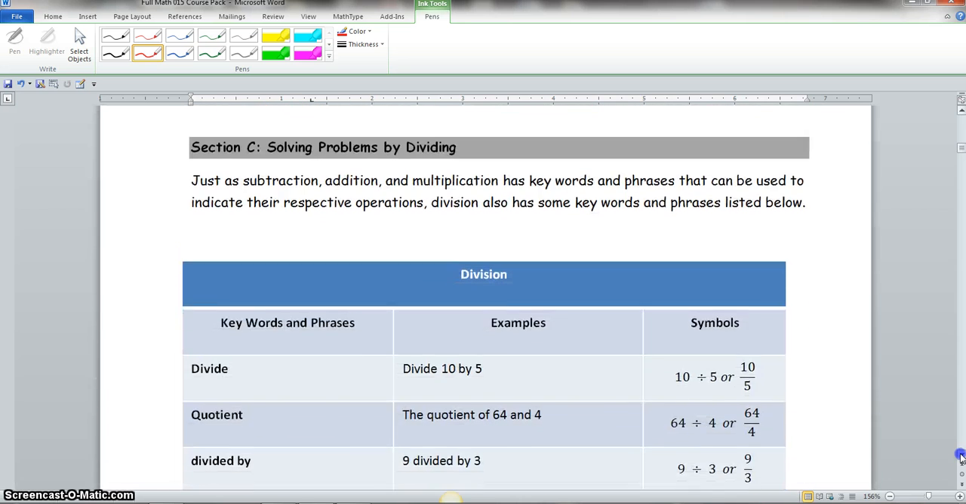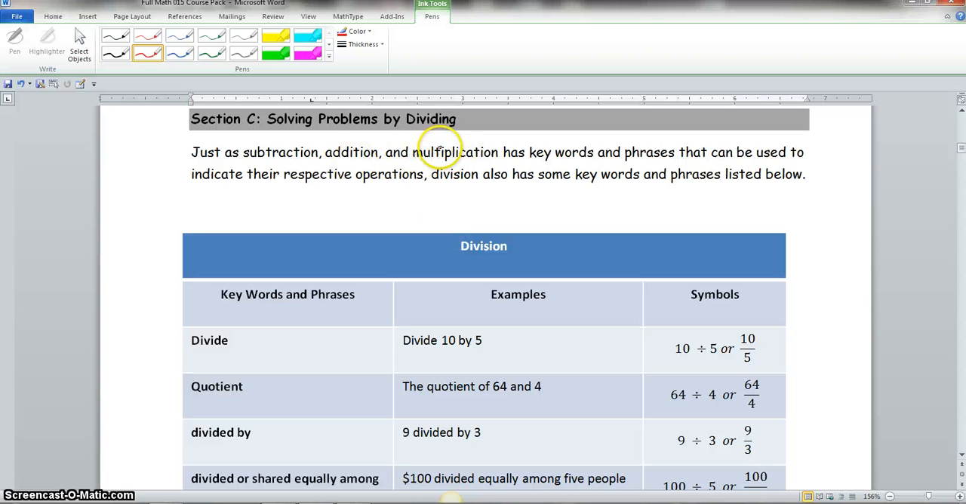We go here to section C, solving problems by dividing. Just as subtraction, addition, and multiplication have keywords and phrases that can be used to indicate their respective operation, division also has some keywords and phrases listed below.